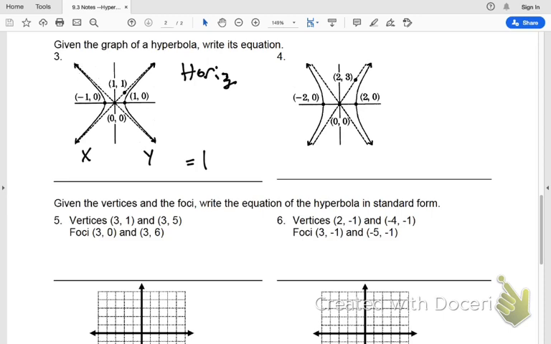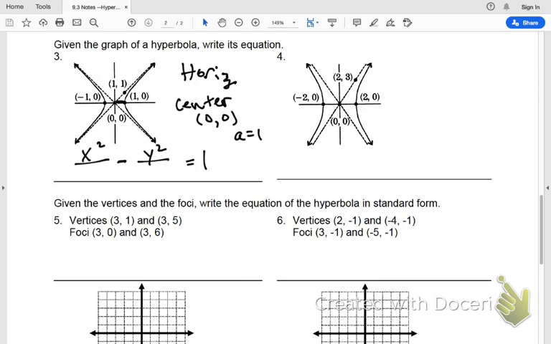My center is right here at 0, 0. So I don't have to worry about anything being added or subtracted to the y values. I know I have to have a minus sign because it's a hyperbola. All right, then you have to figure out your a and your b value. From your center, your vertex is 1 unit away. So that tells me my a is 1.